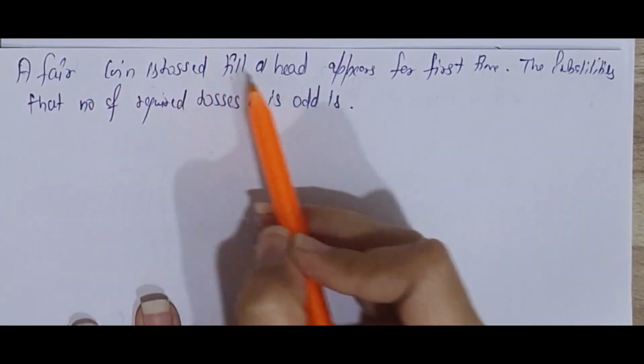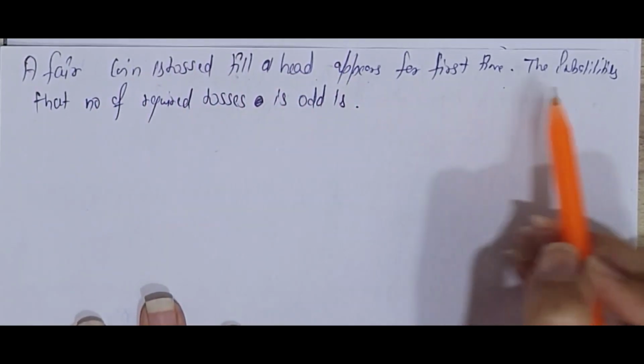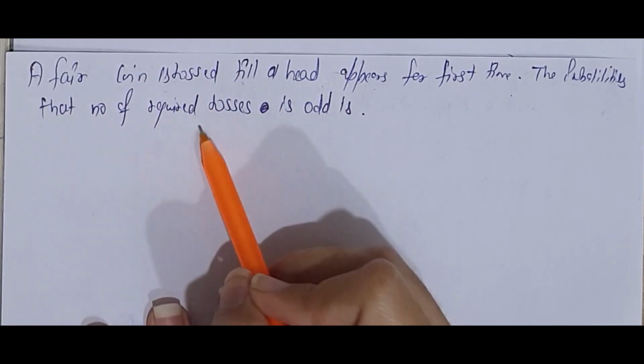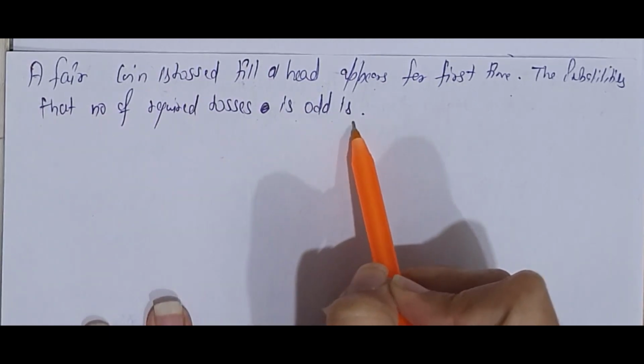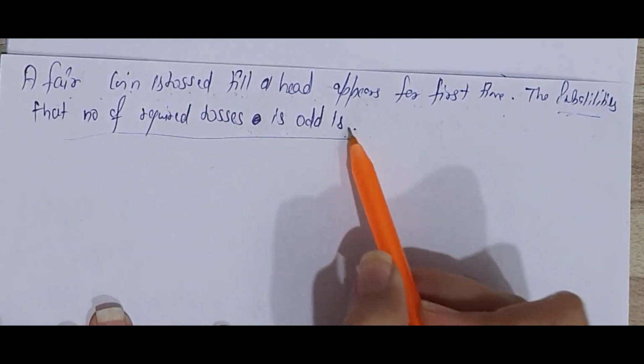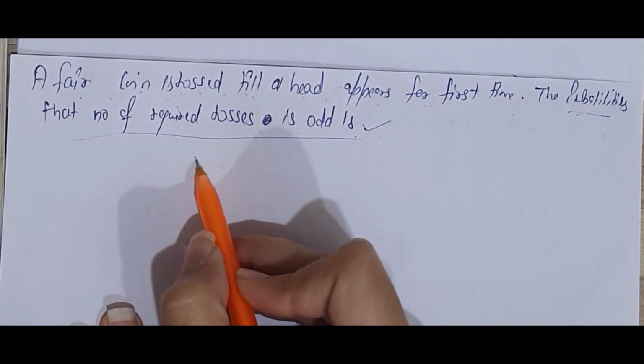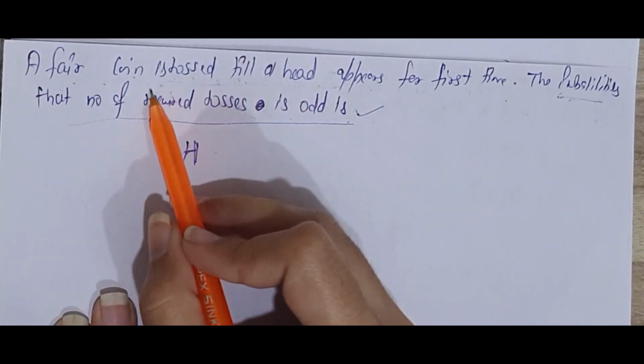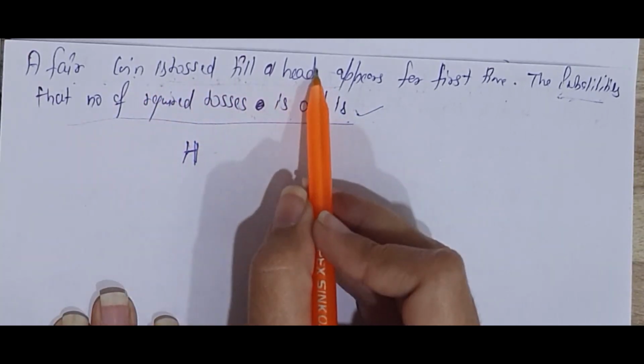A fair coin is tossed till the head appears for the first time. The probability that the number of required tosses is odd is? Here they are saying that the probability that required tosses is odd is. It means that we toss the coin first time. They are saying we have to toss the coin till the head comes.